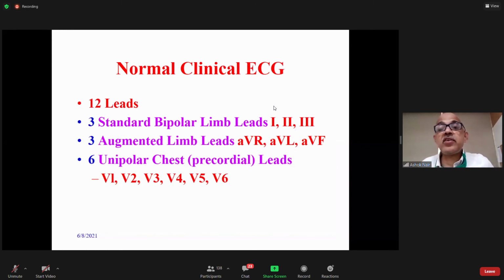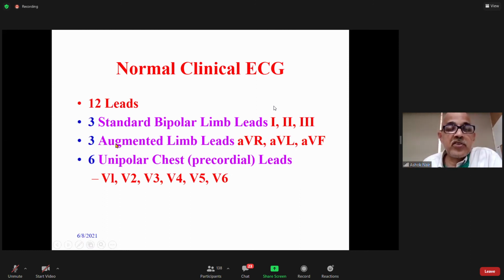In a normal clinical ECG, 12 leads are used. 3 standard bipolar limb leads, lead 1, 2, 3. 3 augmented leads. I'll tell you in detail about each of the leads. In these next 3 slides, I'm just summarizing certain things briefly. In detail, we'll look at it in the future classes.